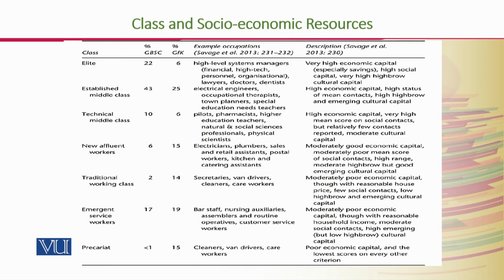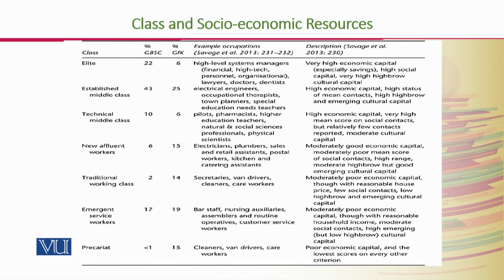You can see that according to these surveys, which were later compiled by researchers, especially Savage, they came to the conclusion that the elite constitute 22% of British society. But according to the GFK survey, which was different from the BBC survey, it constituted only 6% of British society. And this includes high level systems managers, financial and high tech personnel, organizational lawyers, doctors, dentists. They are usually considered to be the influential people in British society.